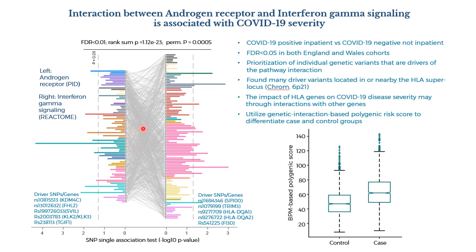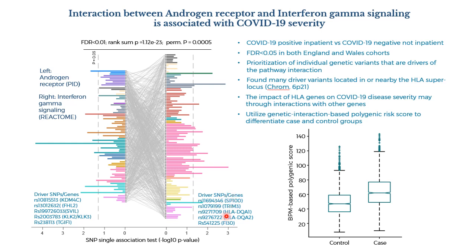The lines between these pairs of SNPs represent interactions. This between-pathway interaction has an FDR less than 0.005 in both the England and the Wales cohort, so it's quite significant. We then tried to identify driver SNPs from both pathways. For example, for the androgen receptor pathway, we list the top 5 driver SNPs and the genes mapped to them. Same here for the interferon gamma signaling pathway.